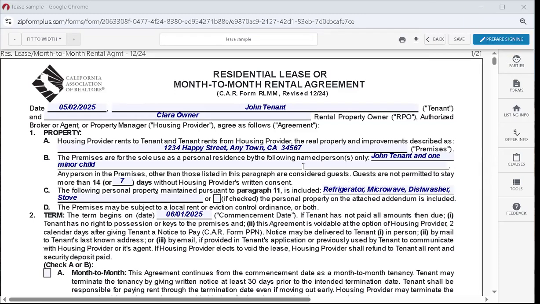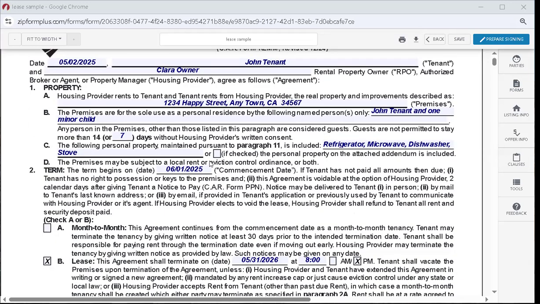What I did is I took a residential month to month and I filled it out as if I were filling it out for a client. So we date it today. It's going to be the tenant, the owner's name, and the address of the premise. And I always want to make sure that I put who's going to be using it. So I put John tenant and one minor child.